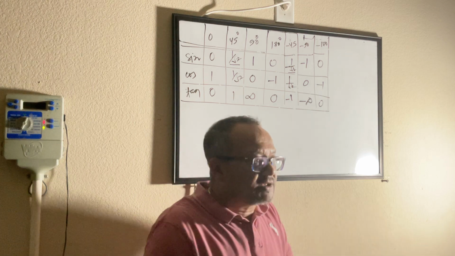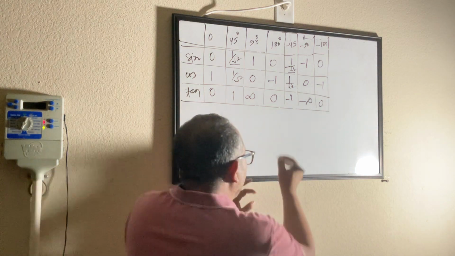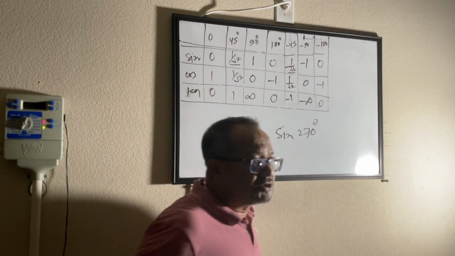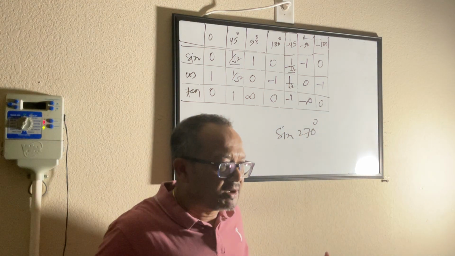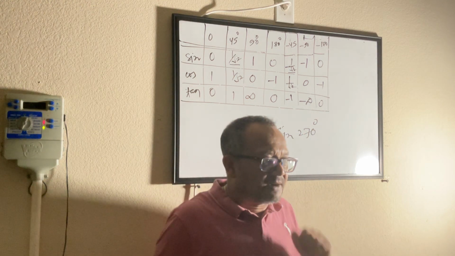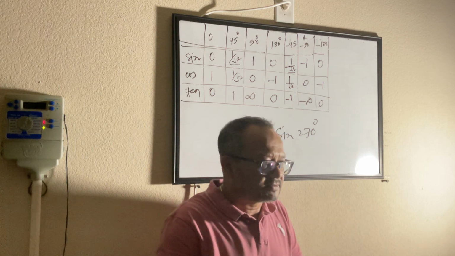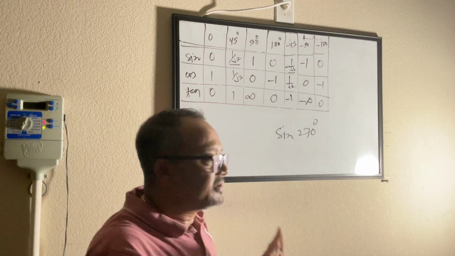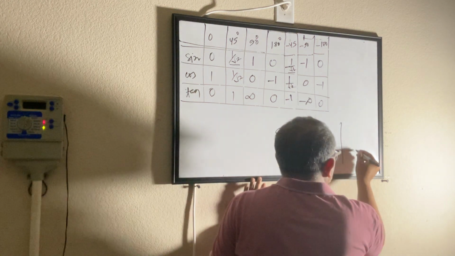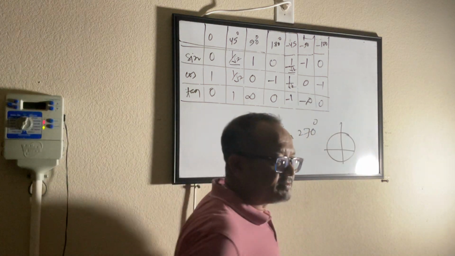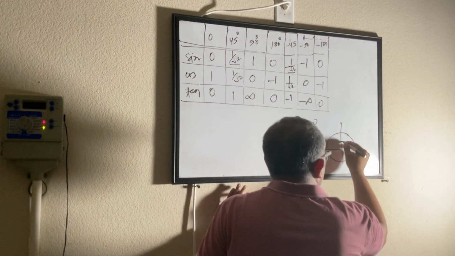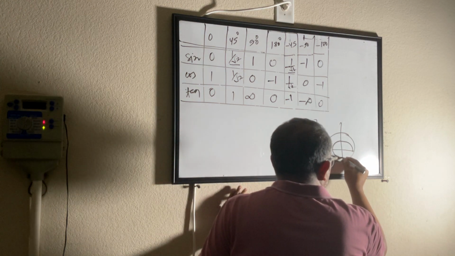Tomorrow if somebody says, find out sine of 270 degree, it should not get you stressed out. If it does, that means I have not done my job right. Sine 270, always start from the basics. Make a unit circle. 270, when you are talking about 90, 180, 270, you come to this point.